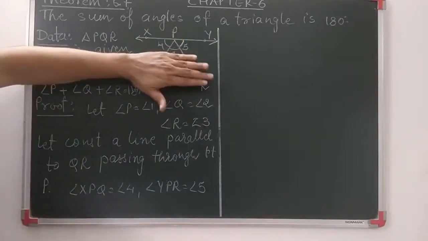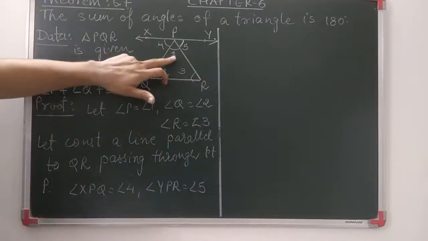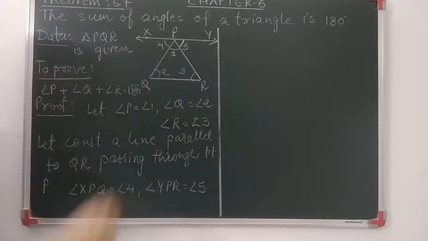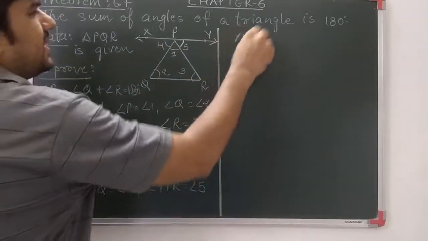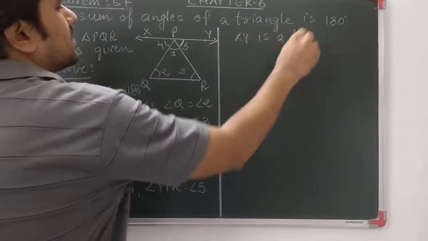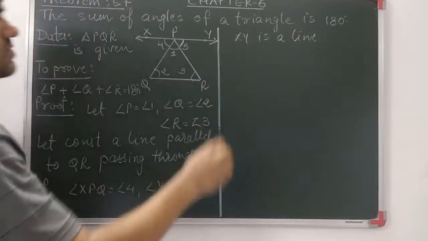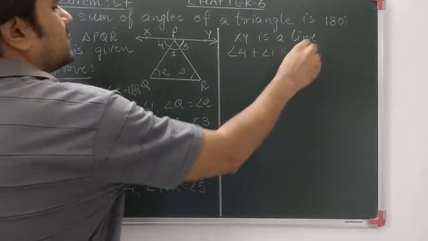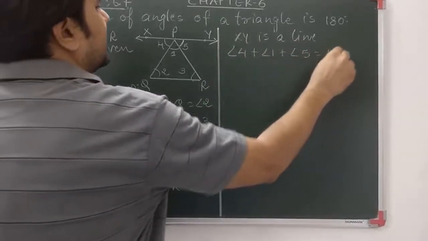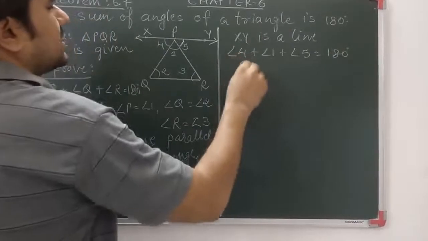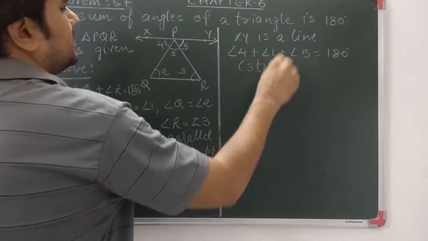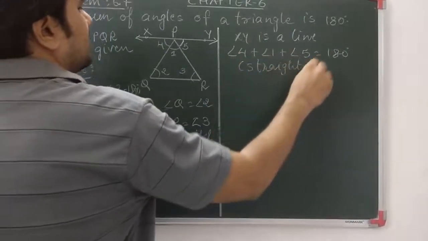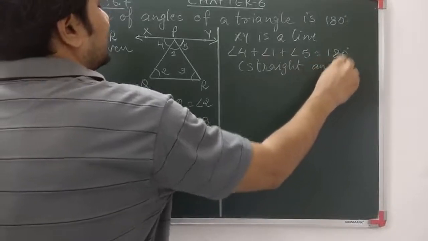Now forget the rest of the things. You can see the relation between angle 1, 4 and 5. As XY is a line, it forms a straight angle. So angle 4 plus angle 1 plus angle 5 is equal to 180 degrees because it's a straight angle. We'll use this later on.